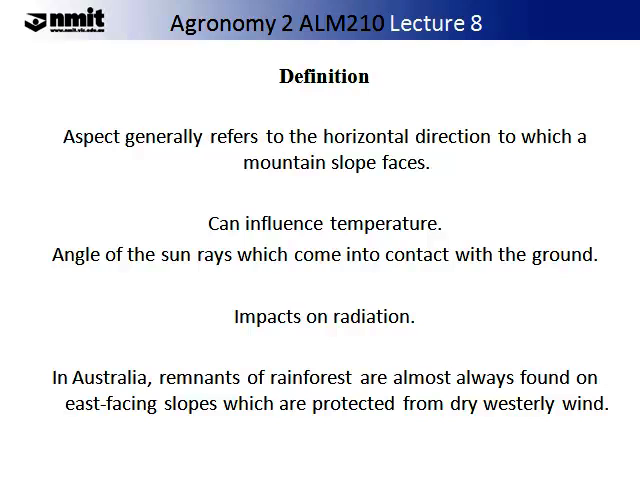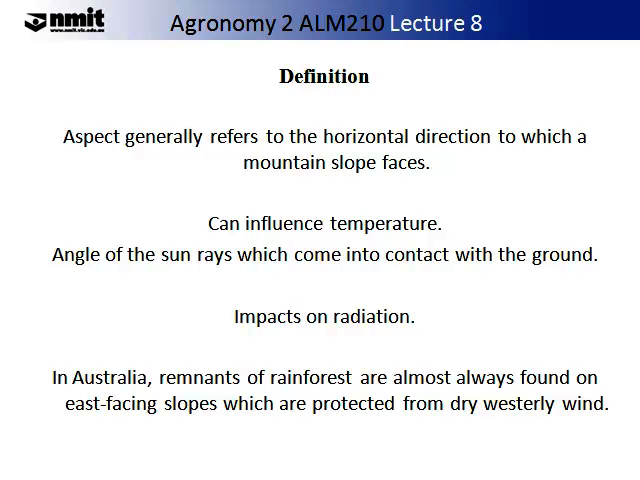Aspect can mean several things, but in this context it generally refers to the horizontal direction to which a mountain slope faces. It can influence temperature. This is due to the angle of the sun's rays which come into contact with the ground. It also has an impact on radiation.